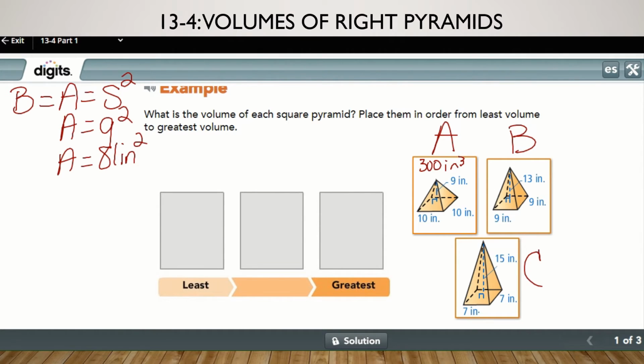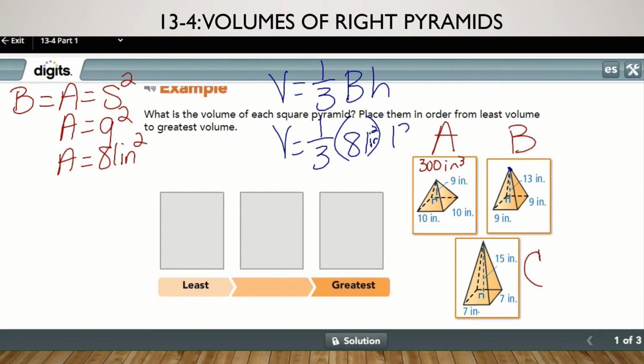Now we have to go ahead and find the volume. The volume formula is volume equals 1/3 area of the base times the height of the pyramid. Then you go ahead and substitute in everything. We found out that 81 inches squared was the area of the base, and then the height, remember, is from the peak all the way straight down, and we found out that that was 13.